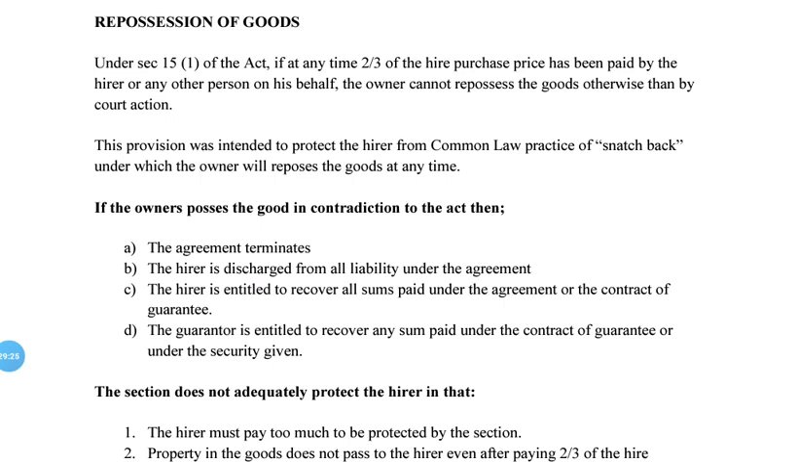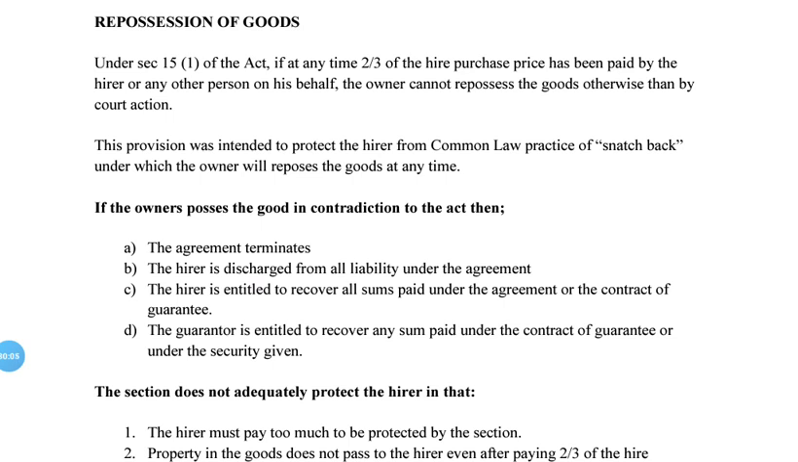If the owner repossesses the goods in contradiction to the Act, then the agreement terminates. The hirer is discharged from all liabilities under the agreement. The hirer is entitled to recover all sums paid under the agreement or the contract of guarantee. The guarantor is entitled to recover any sum paid under the contract of guarantee or under the security given.